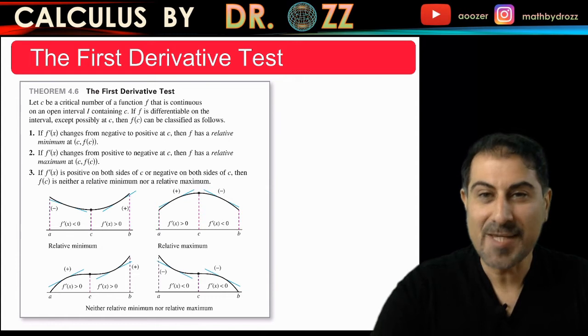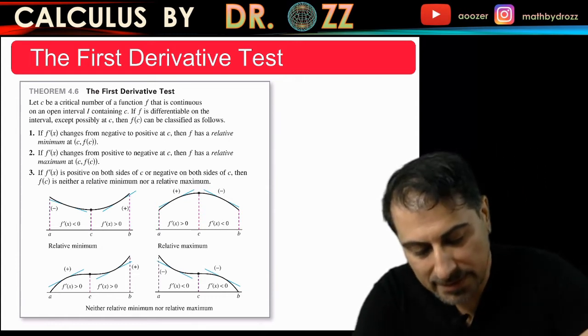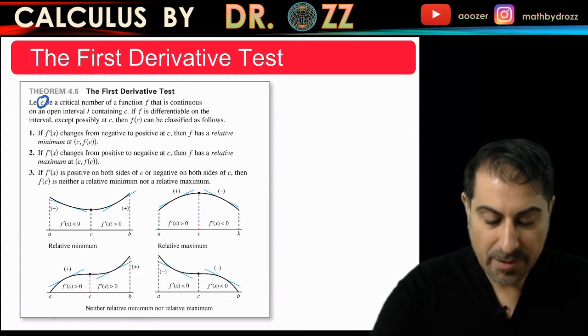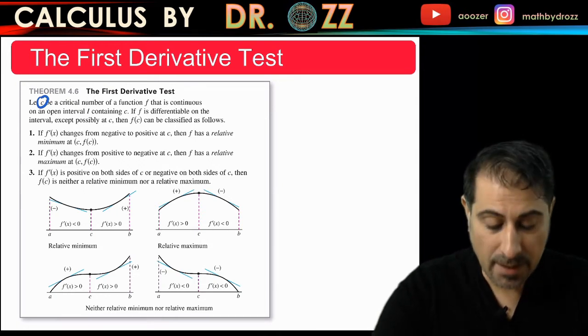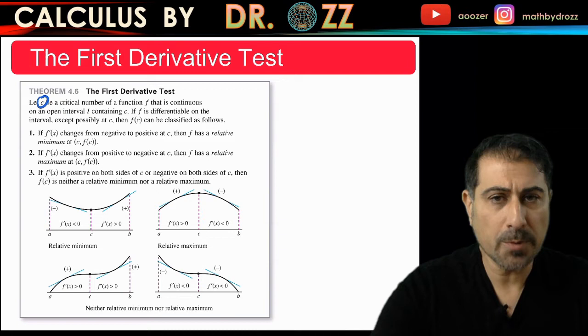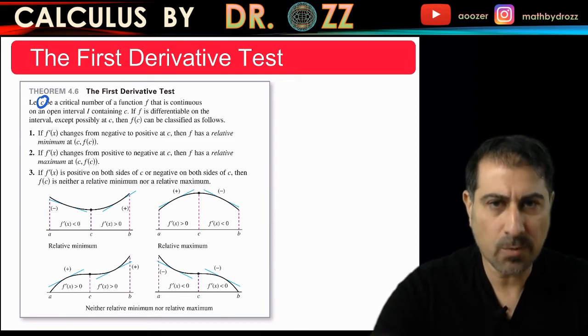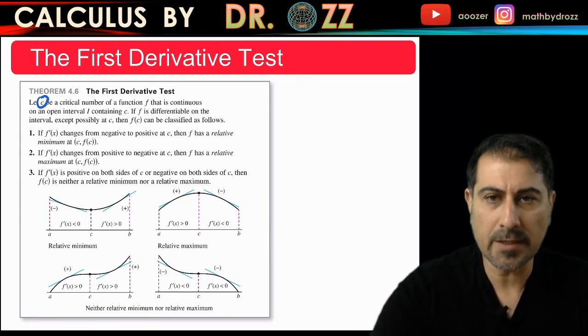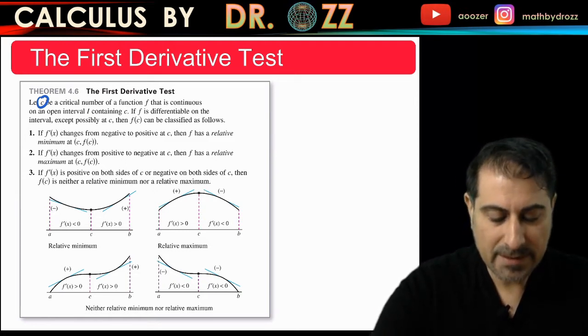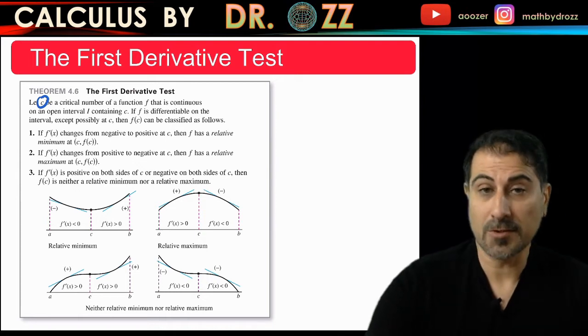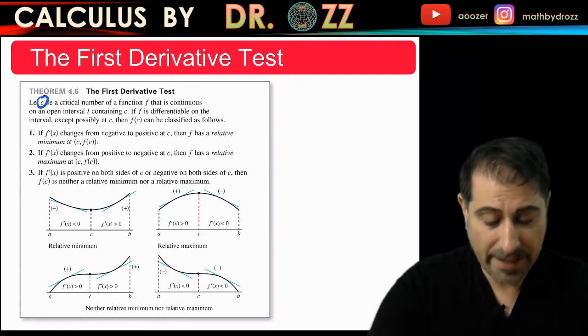So let's say we have the critical number c, okay? And we know that f is continuous on an open interval containing c. And it doesn't need to be differentiable at the point c. I mean, we still want differentiability on the open interval containing c, but it doesn't need to be differentiable at c. That's okay. So now we're going to classify f of c in terms of having a relative extrema.